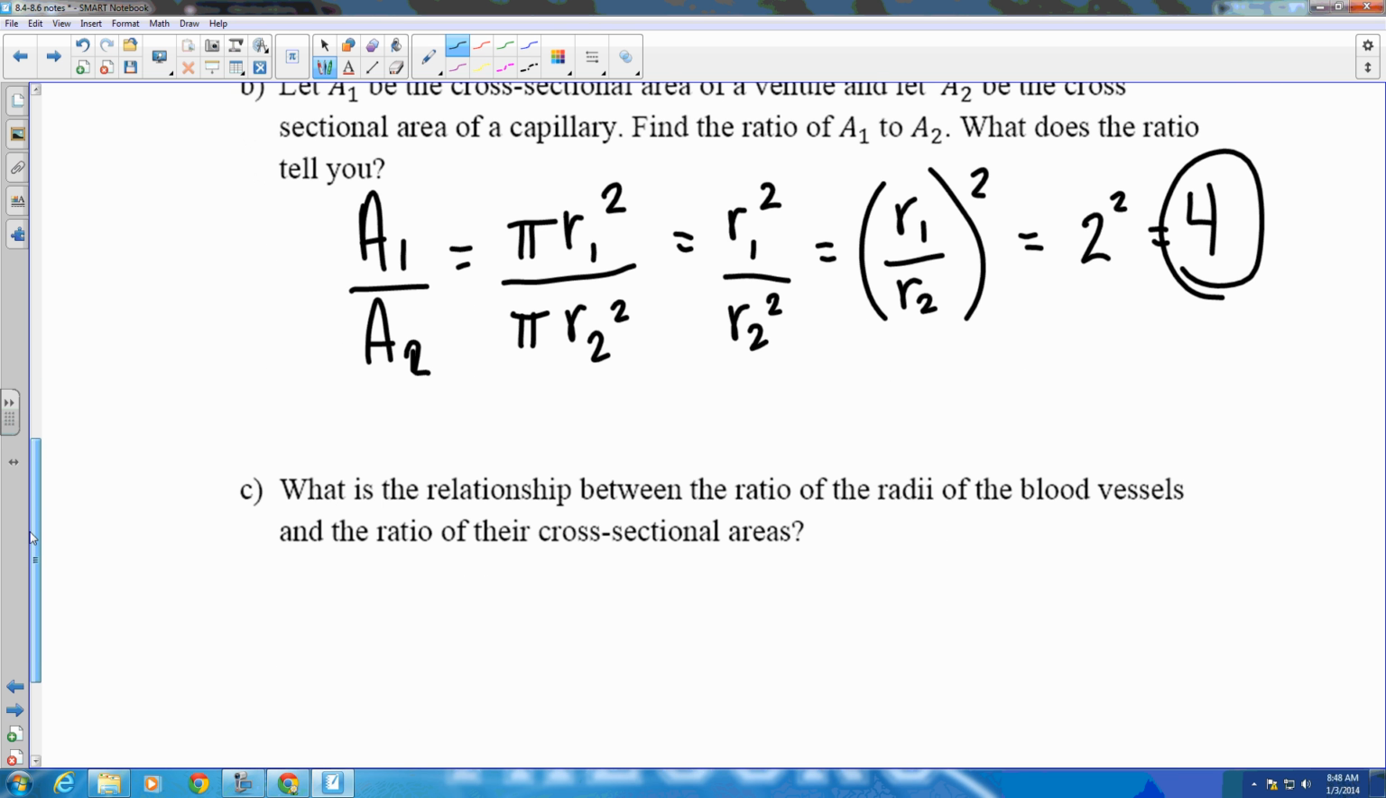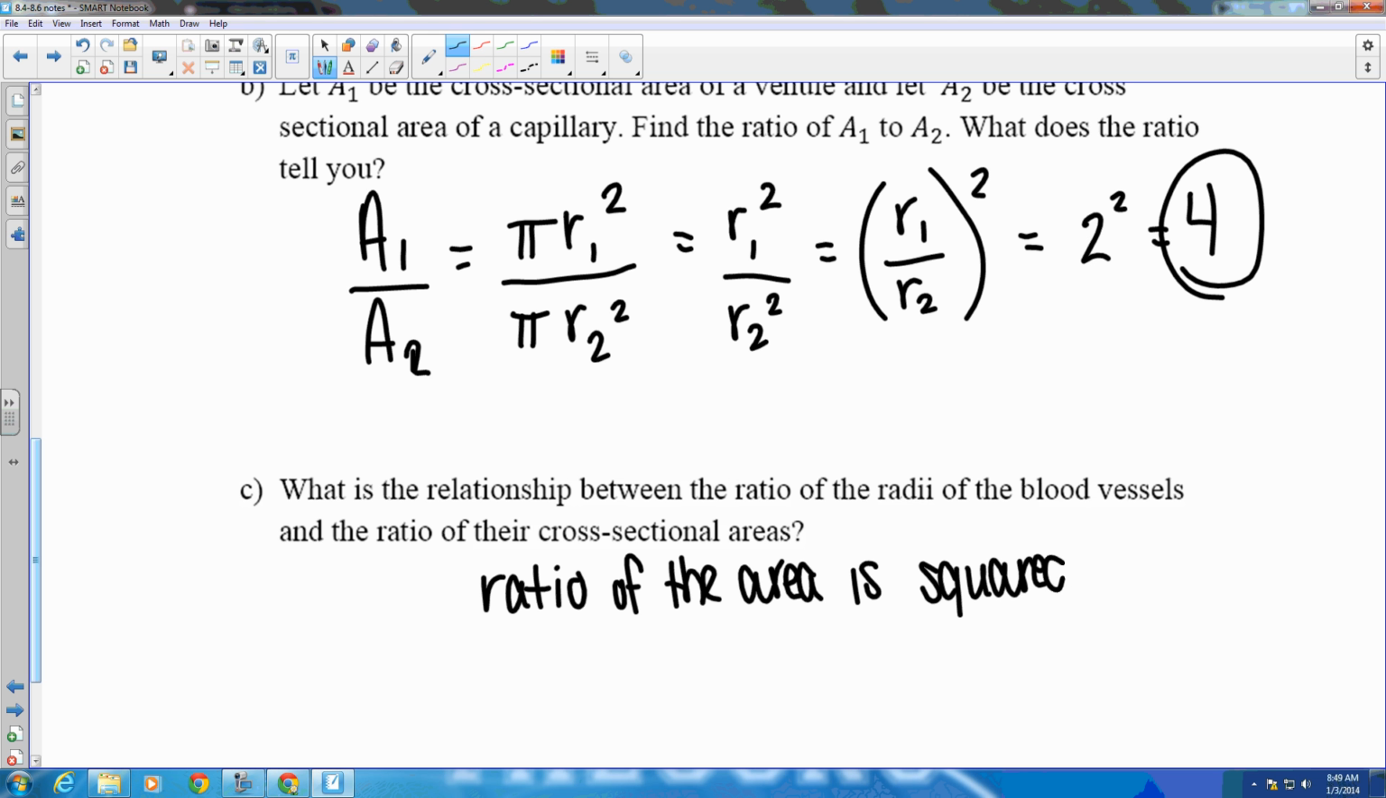What is the relationship between the ratio of the radii and the ratio of the cross-sectional areas? It's square. That was the relationship. And that was all for section 8.4.